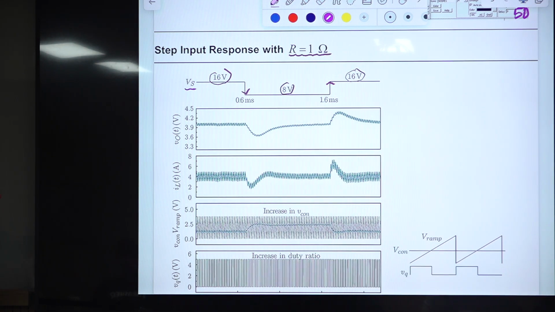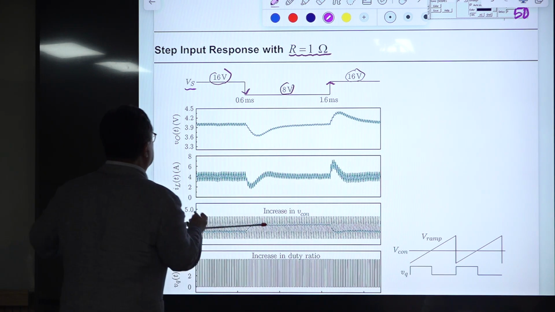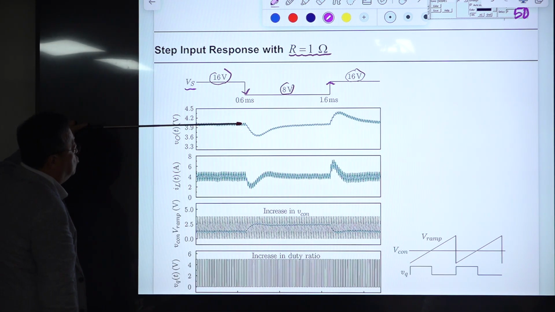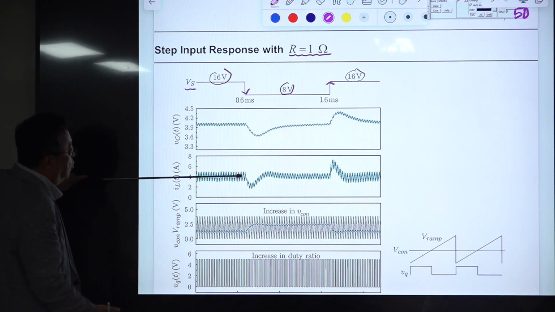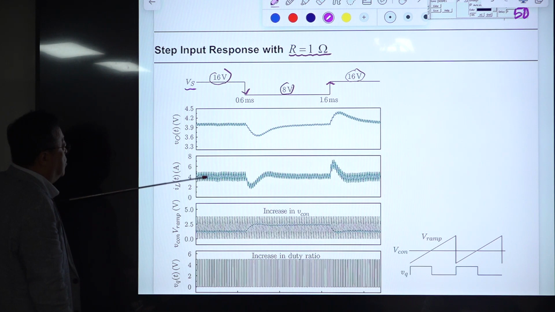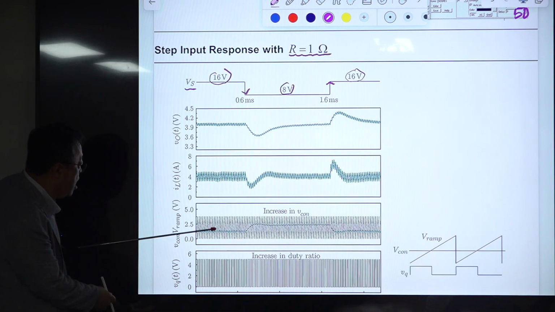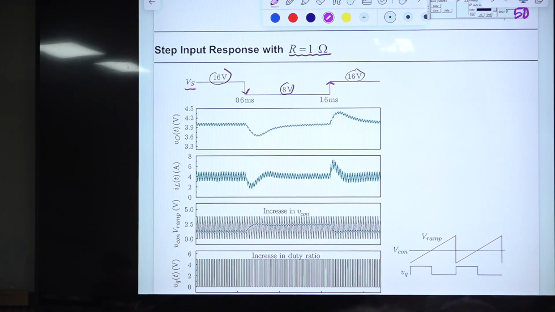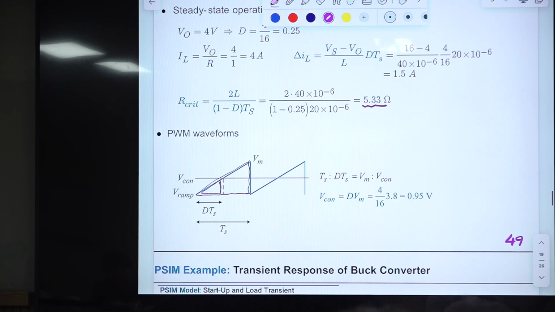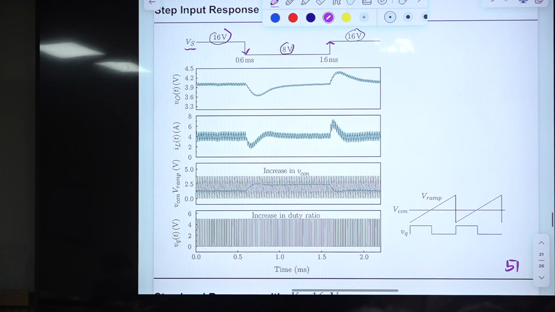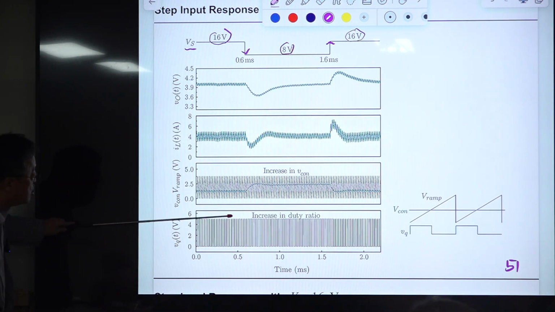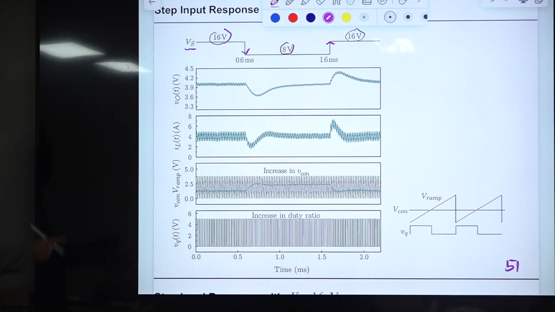Right? So before this, we analyze this. The output voltage is about 4 volt with some ripple, and the inductor current is 4 amp with some ripple. Okay, and the control voltage we calculated. This was 2 point something. No, 0.95, very similar to that. And this is a steady state duty ratio, which is 1/4, all right, because the output is 4 and the input voltage is this one.